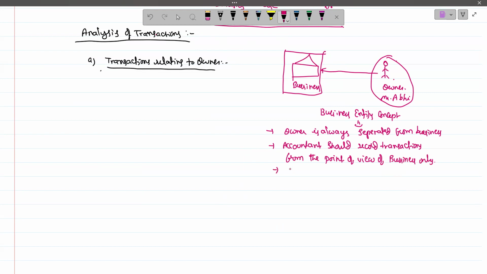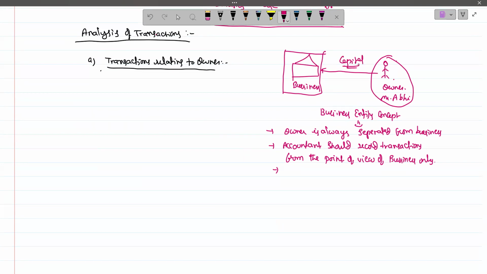Based on that, the amount brought by the owner into the business is treated as an amount payable to the owner after a certain period. So that is considered a liability. But the owner always has significance, some respect. So the amount payable to the owner is represented with a separate word called capital. As we discussed, there are two things: one is capital, another one is drawings.